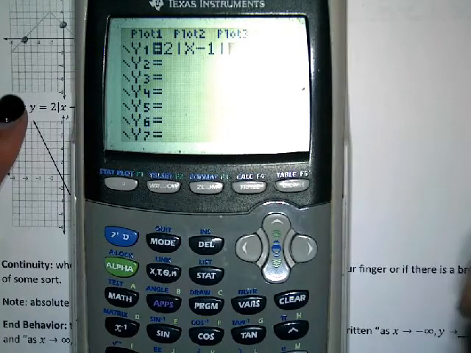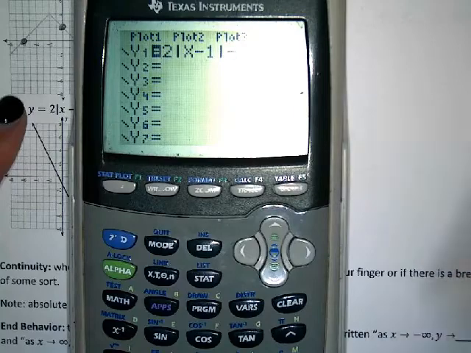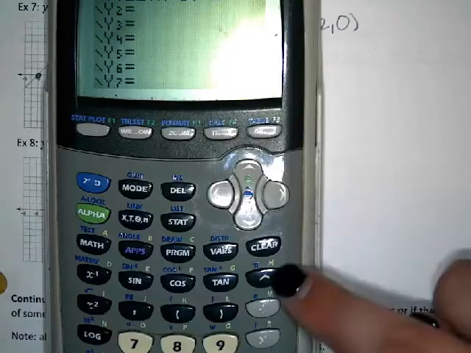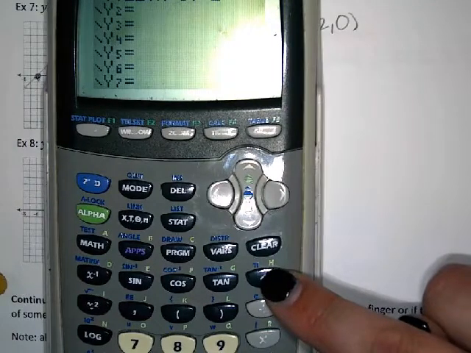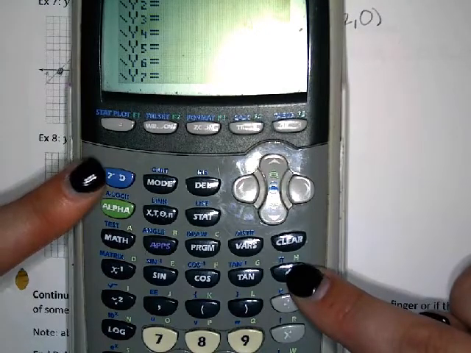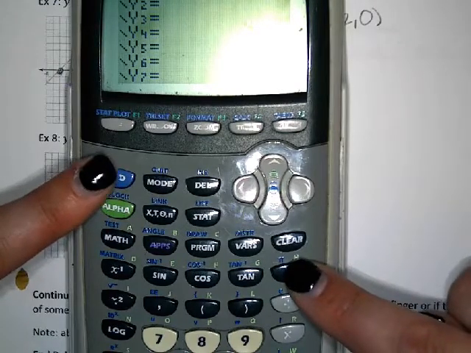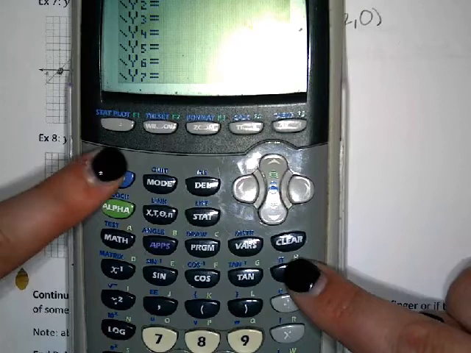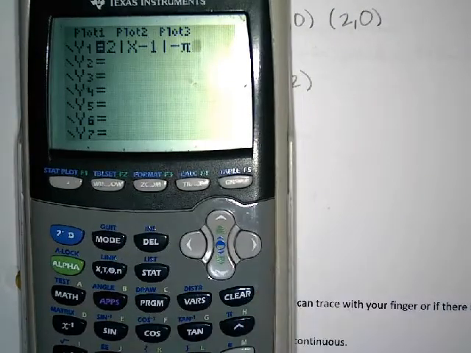And now we're going to hit another minus because we want to do minus pi. Now, the pi is above the up arrow, and it's in blue. And anytime you want something in blue, you have to hit that second button that is also in blue. So anytime you want something blue, you got to hit blue first, okay? So you're going to hit second up arrow, and that's how you're going to get the pi on the end. So second up arrow is going to stick that pi on the end for you. It's kind of like the shift key on a computer. Okay?